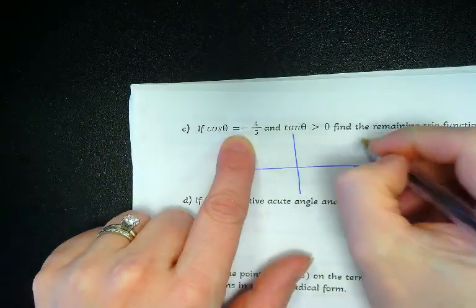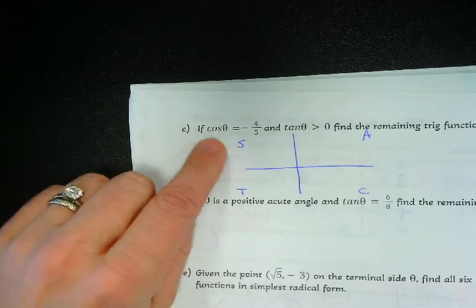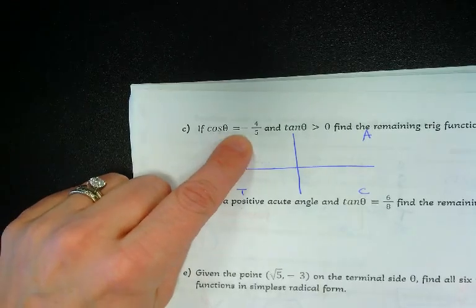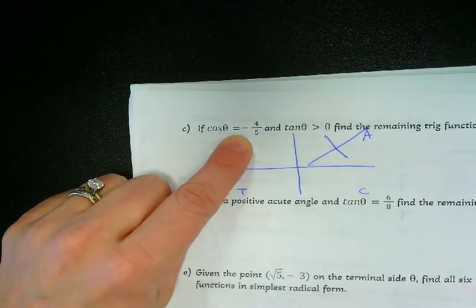All right, so let's go. All students take cows. Cosine is negative. Which quadrant am I not in for sure? Not in all positive. Where else am I not?